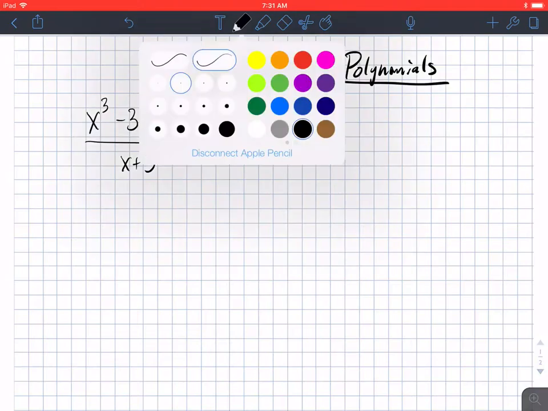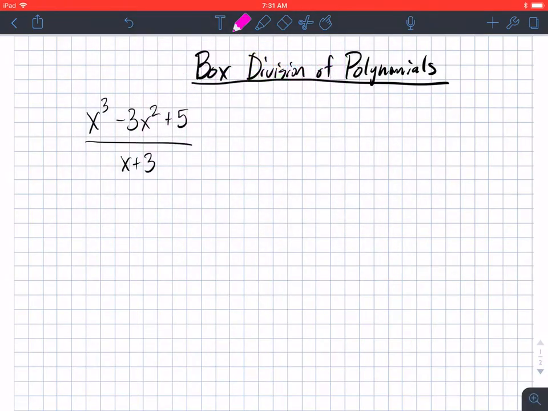Like with long division of polynomials, it really helps us to write in all the missing terms. Since that starts with an x cubed, we have an x squared, we don't have any x terms, so I have to put a 0x in as a spacer, plus 5.